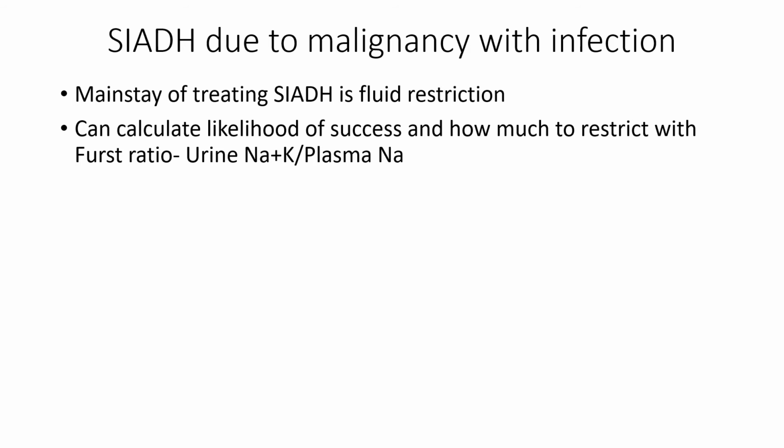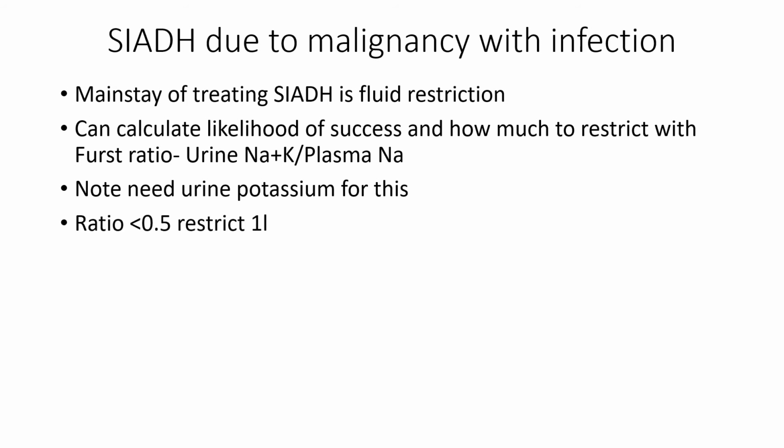So you can calculate how likely you are to succeed with this, and how much to restrict, with something called the Furst ratio. You take the urinary sodium and potassium and divide it by the plasma sodium. Note that you need the urine potassium for this, so it is worth sending.